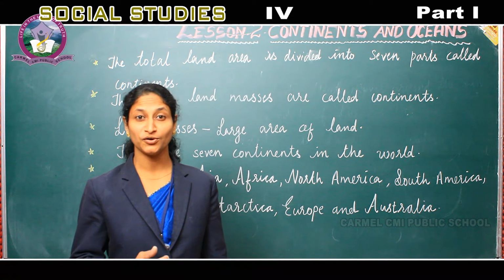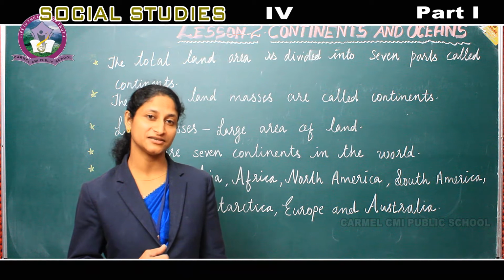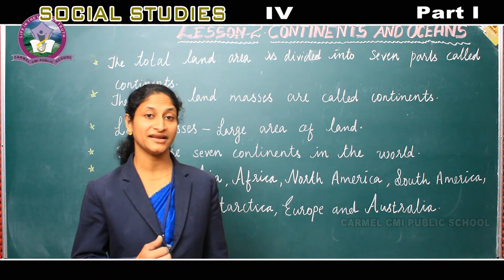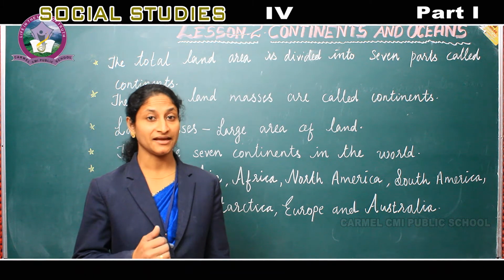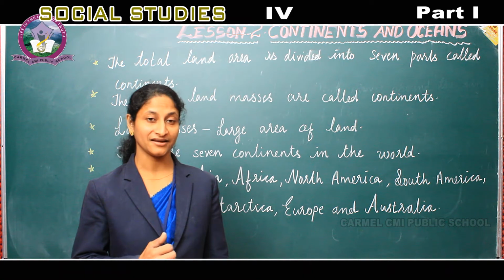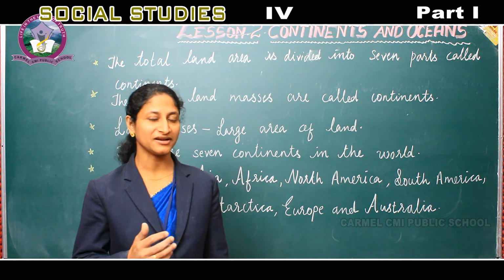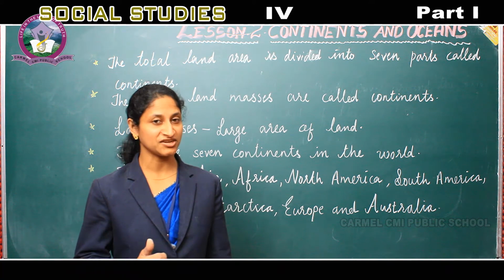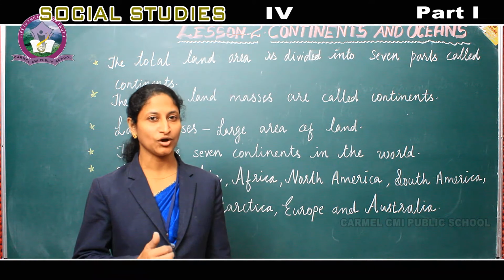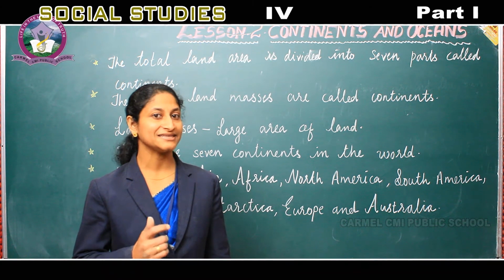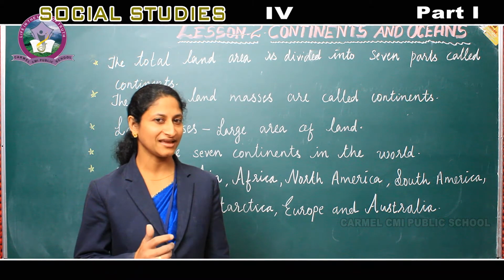Children, do you know how many continents are there in the world? 7 continents. There are 7 continents in the world. Let's see what are the 7 continents. They are Asia, Africa, North America, South America, Antarctica, Europe and Australia. How many continents are there in the world? 7 continents. Which are they?